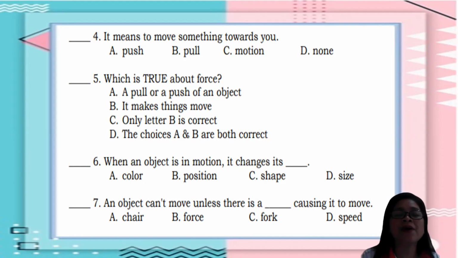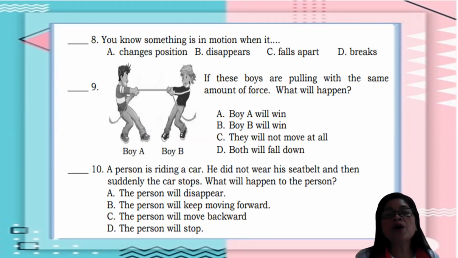All right. Number 8. You know something is in motion when it A, changes position. B, disappears. C, falls apart. D, breaks. All right. The answer is letter A, when it changes position.